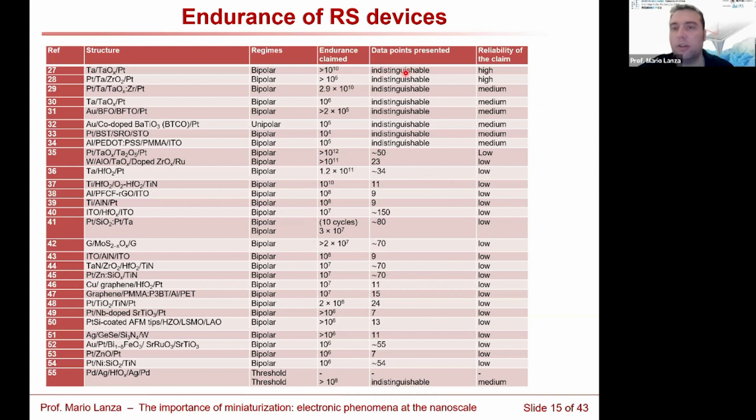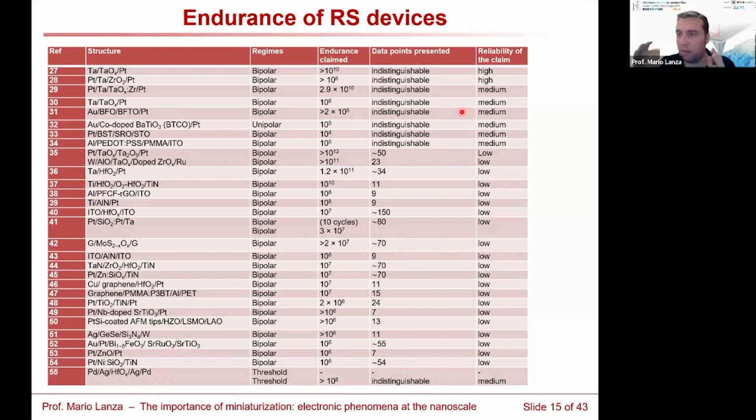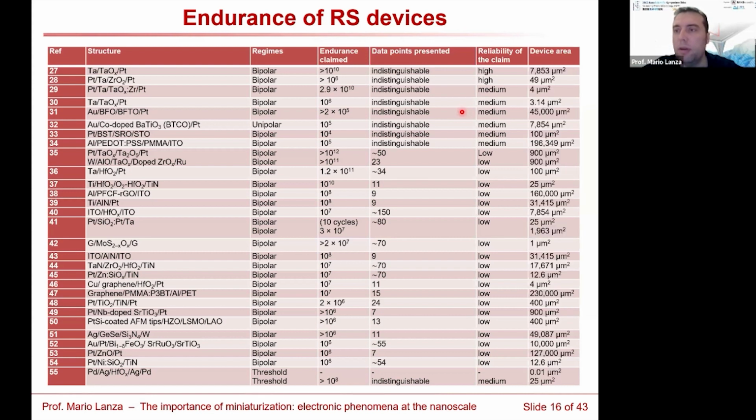Still, there are some works that use plots with a lot of points in which you cannot distinguish how many points you have, and they make very high endurance claims. So what is the trick here? Because there is for sure a trick, because the papers say high endurance more than 10 to the 10 cycles, but the memory never promises you more than 10 million. So there is a big gap here of a few orders of magnitude. So what is the problem? The problem is this. The problem is the device area.